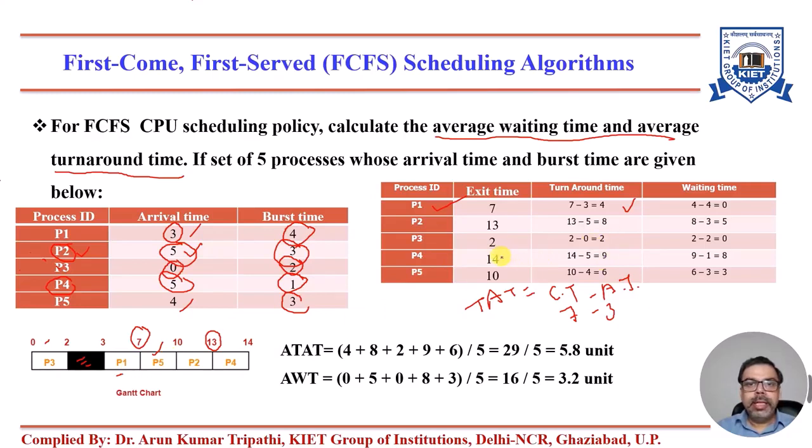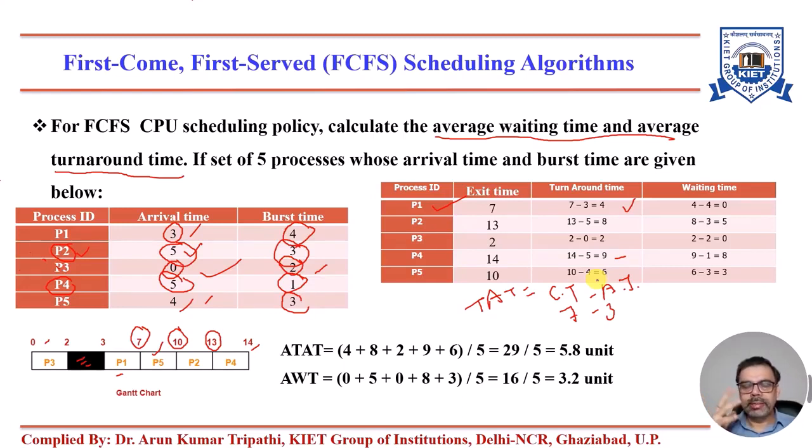P3 completes in 2 units of time and arrives at 0. So then 2 minus 0. P4 completes at 14 units of time and it arrives at 5 units of time. So 14 minus 5 is equal to 9. Now coming to P5. P5 completes at 10 units of time and arrives at 4 units of time. So 10 minus 4 is equal to 6. So this is the process by which we can calculate the turnaround time.